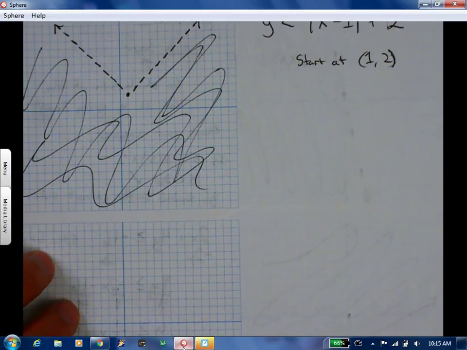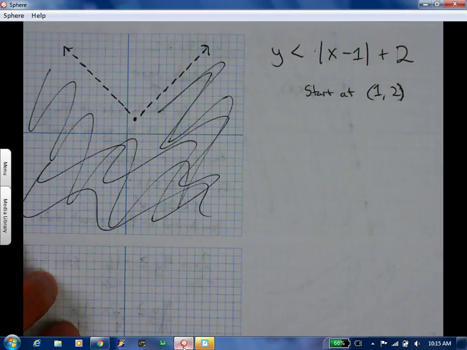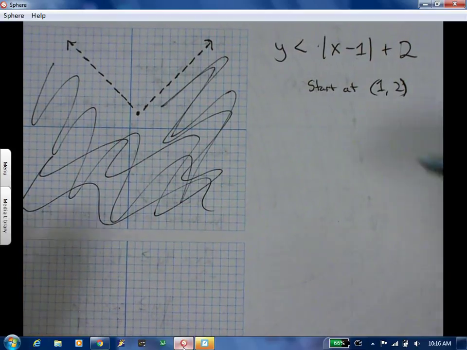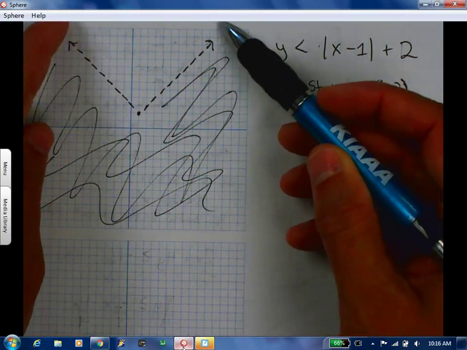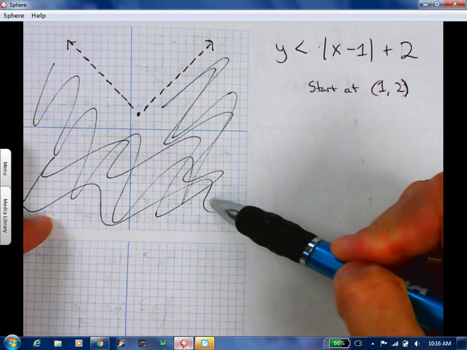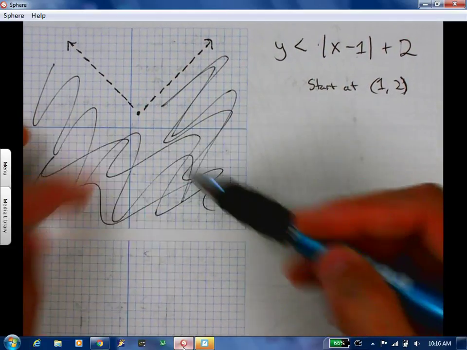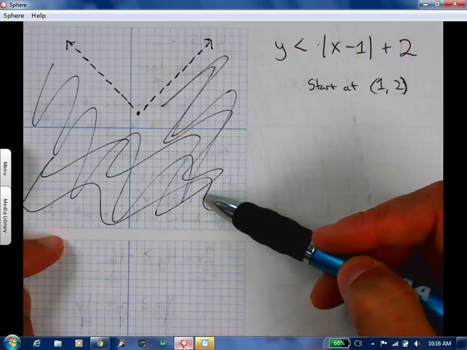What happens if there's a negative in front of the absolute value? These lines, instead of going up, they would be going down. And if it's less than, you'd be shading inside the V then, but it would be down below.